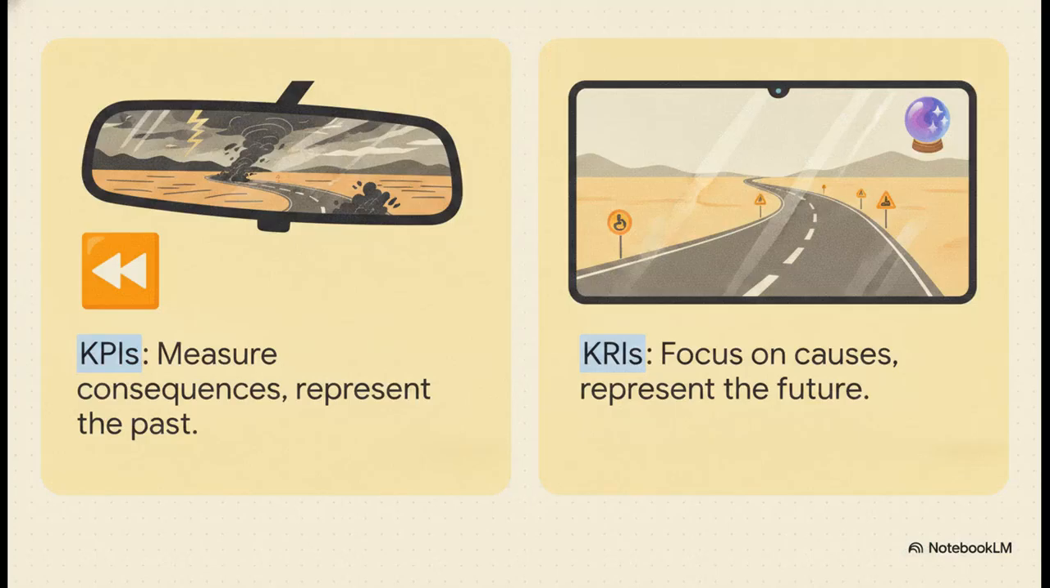And this perfectly illustrates the difference between what we usually track and what we actually should be tracking. You've probably heard of KPIs, right? Key performance indicators. Well, KPIs measure consequences. They represent the past. They tell you where a risk has already crystallized and done its damage. It's honestly a lot like looking in the rearview mirror of a moving car. KRIs, on the other hand, they're the windshield. They focus strictly on causes and the future, showing you where a risk might crystallize so your team can steer clear.